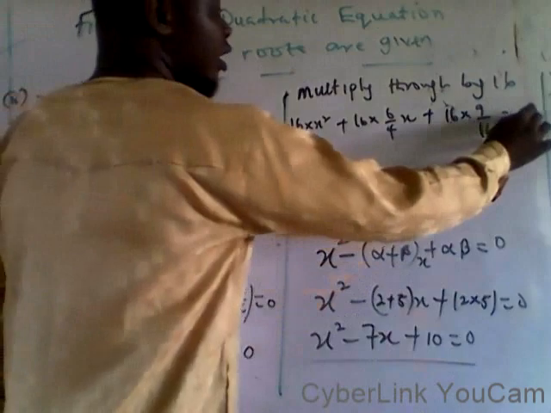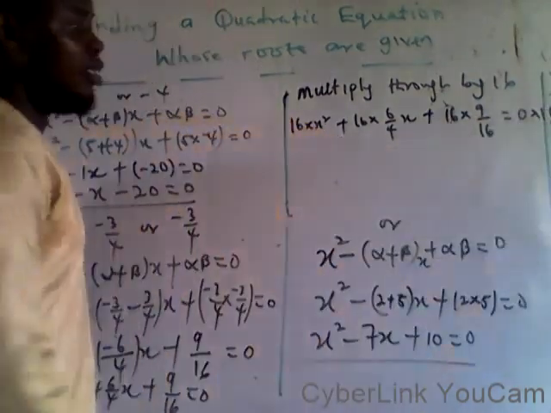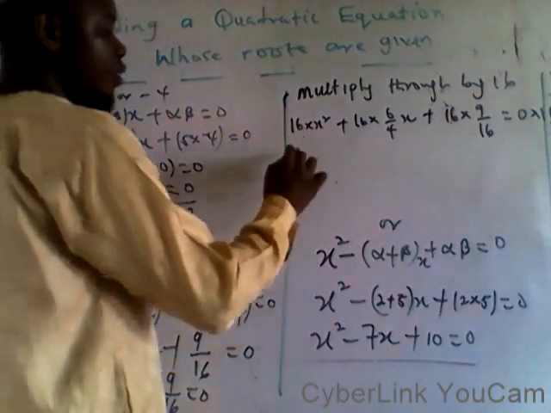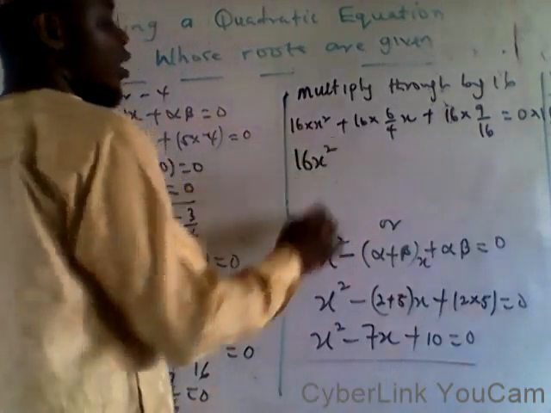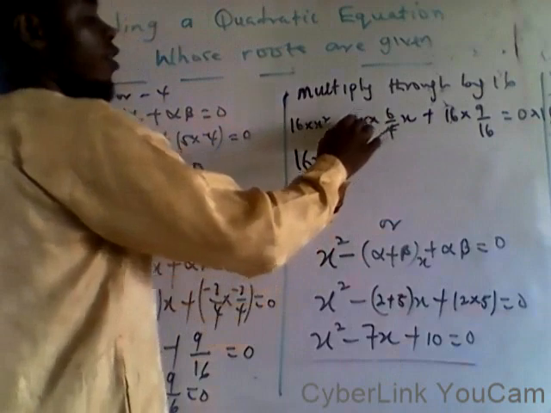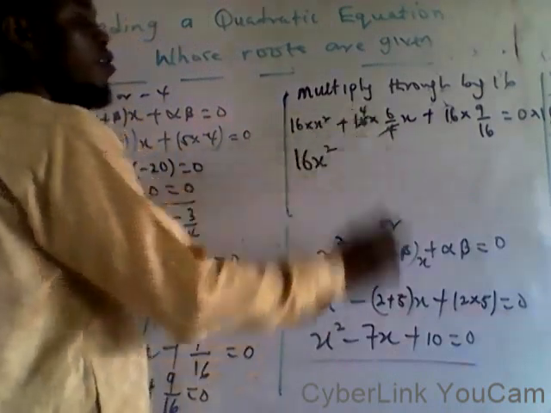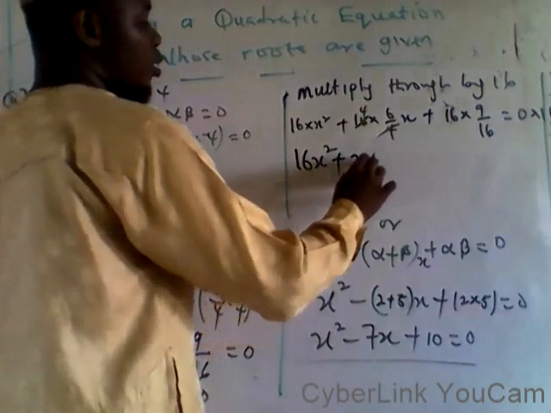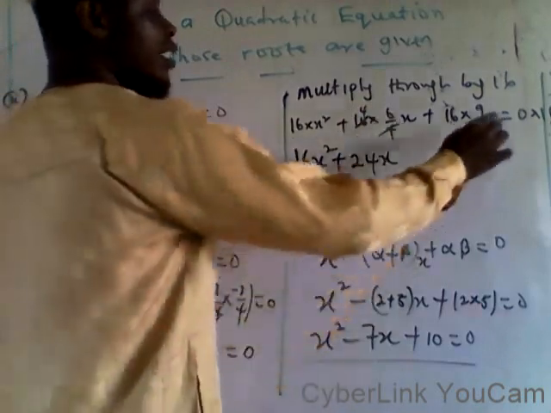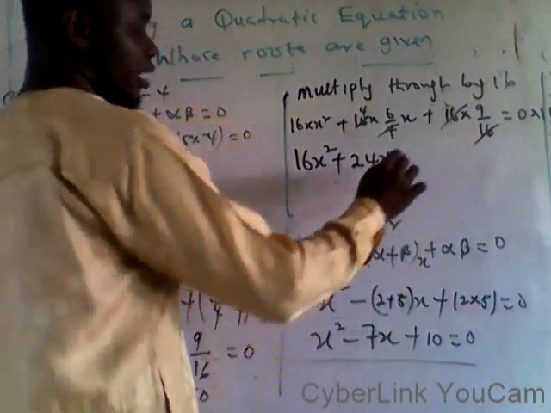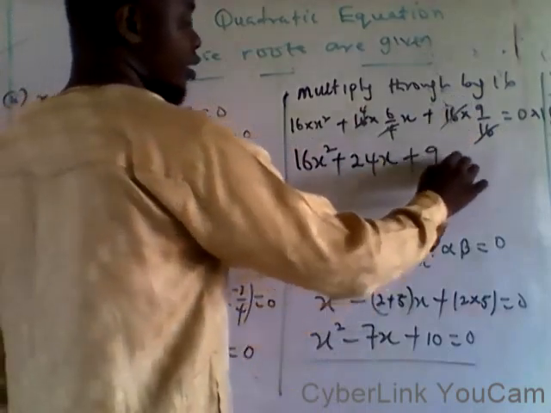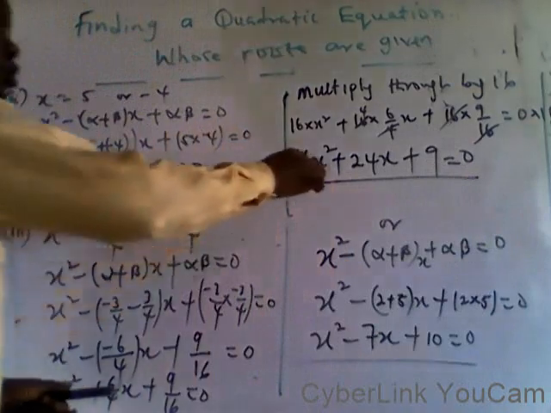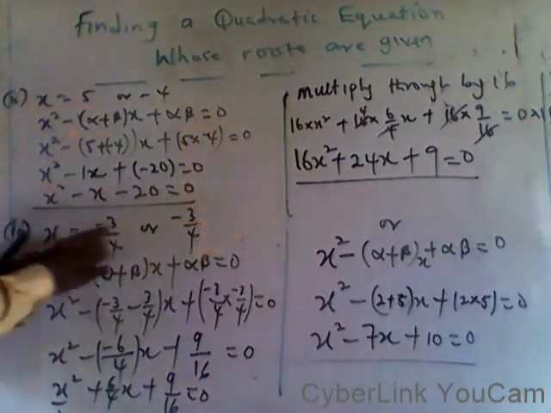0 times what? 0 multiplied by 16. So what do you have? You are going to have 16x squared, 4 times 6, that is what? 24. So plus 24x, right? 16 here we cancel what? 16. That is also what? Plus 9 equals 0. So this is your equation.